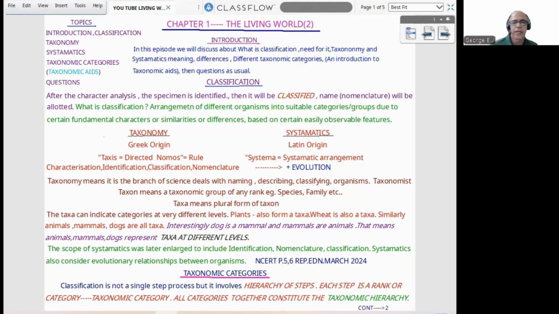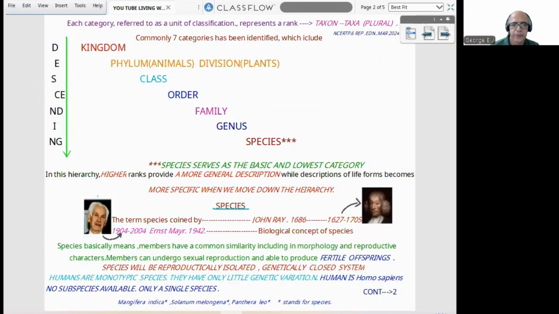Now we have to proceed to the next heading, taxonomic categories. Classification is not a single step process, but it involves a hierarchy of steps. Each step is a rank or category, generally called a taxonomic category. All categories together constitute the taxonomic hierarchy. So these are basic terms, familiarize yourself with them. I think the first page is clear to all of you, so we can continue to the second page.